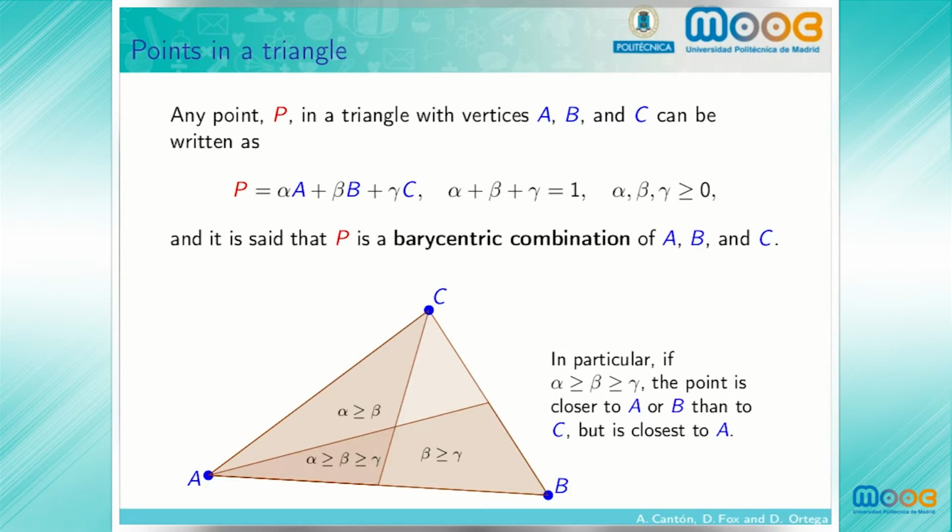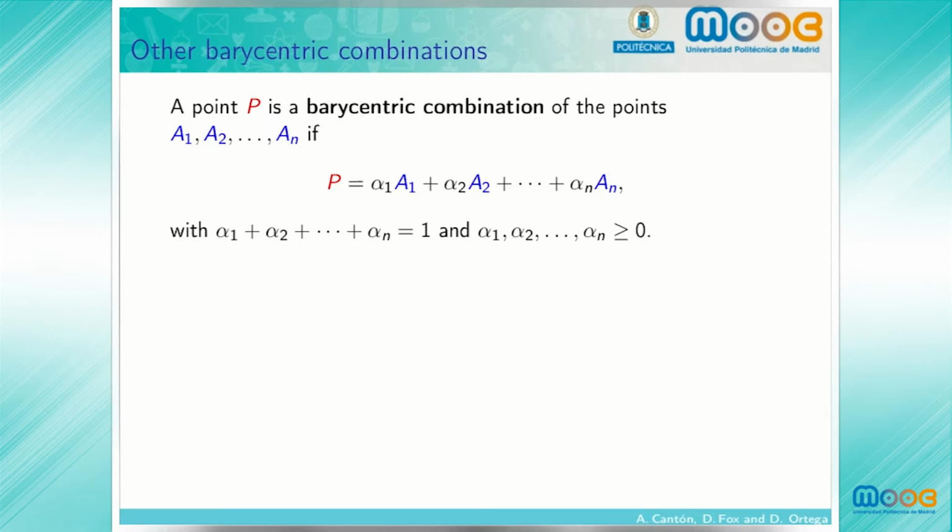There are various different relative relations between alpha, beta, and gamma, which divide the triangle into different regions, corresponding to whether the point is closer to A, to B, to C, and so forth. For instance, the region where alpha is bigger than beta is bigger than gamma corresponds to a point which is closer to B than it is to C, but it's closer to A than it is to anything. In general, we say a point P is a barycentric combination of the points A1, A2 to AN, if P is written as a linear combination, alpha 1 A1 plus alpha 2 A2, and so forth, with coefficients that sum to 1 and are non-negative.